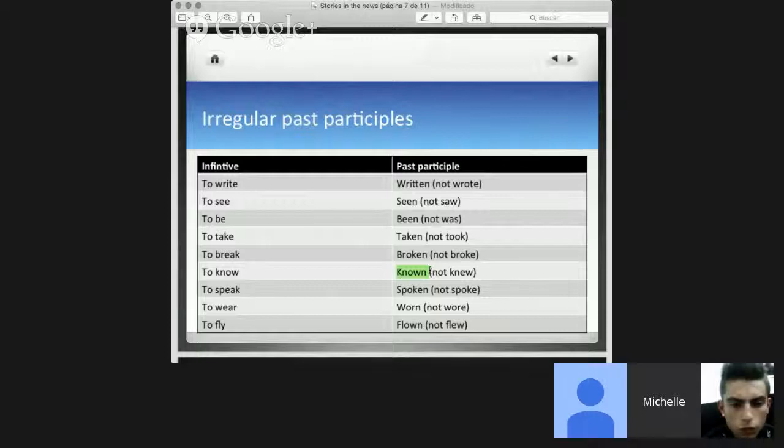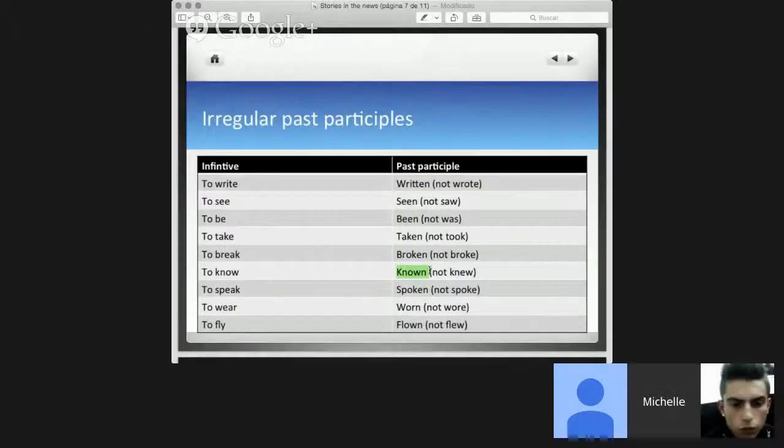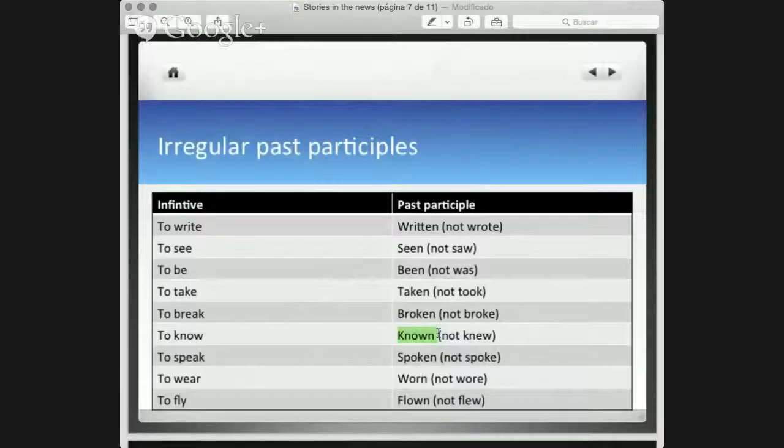Exactly. So this is one that's very common when we're talking about passive voice, right? Because people are known for certain things. So if I say, Pablo Picasso was a very famous painter, he was known for a certain style, right? So this is one of the most common uses of the passive voice, when we use known. Exactly. Good.